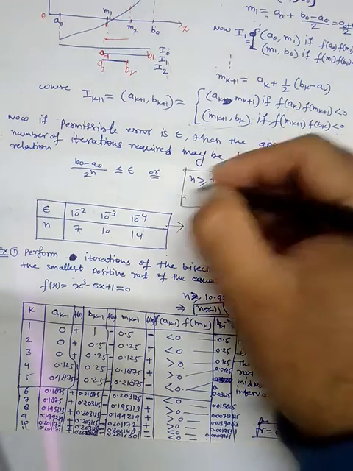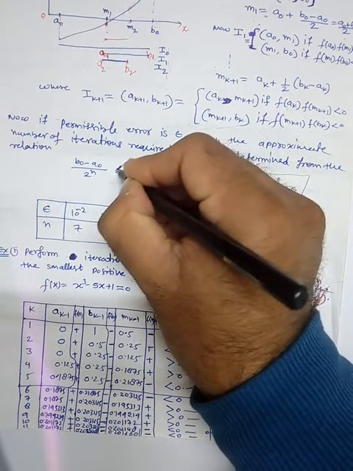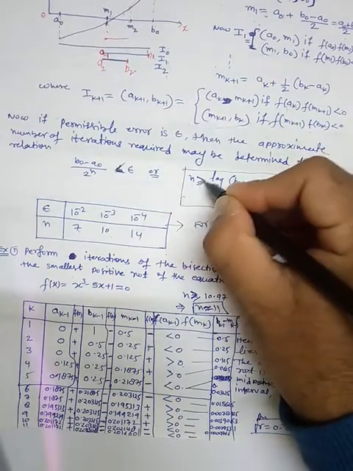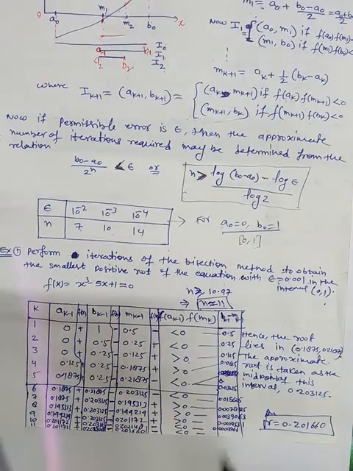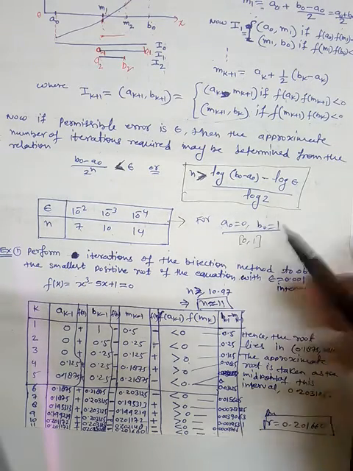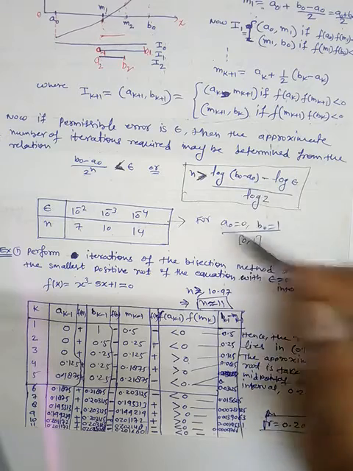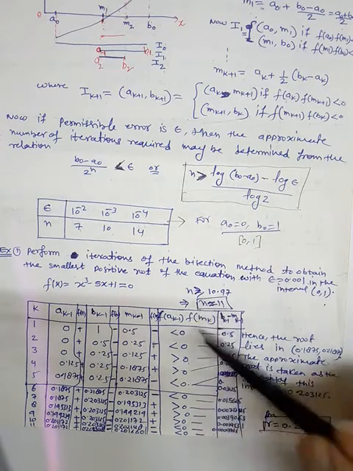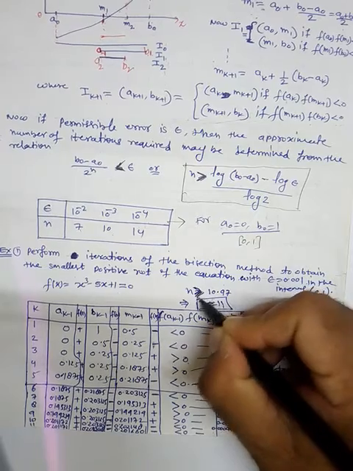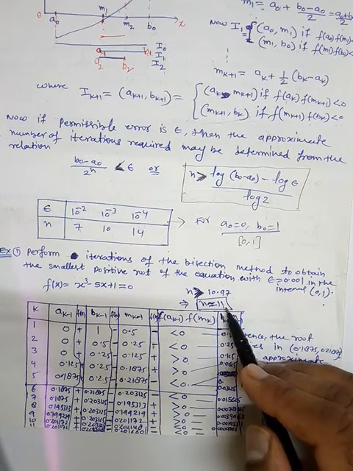Minimum 10 iterations. This is actually the less than sign, so this should be greater than. Okay. So when you solve this, just put the values in here and here. You will get n is greater than 10.97. That means 11 iterations are required.